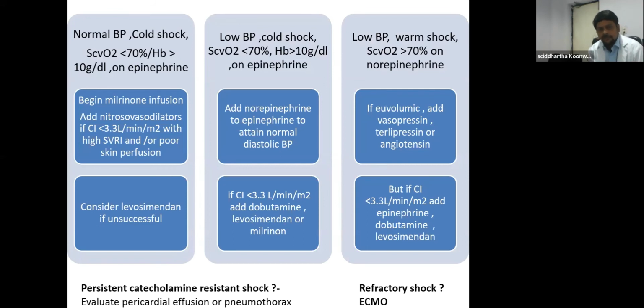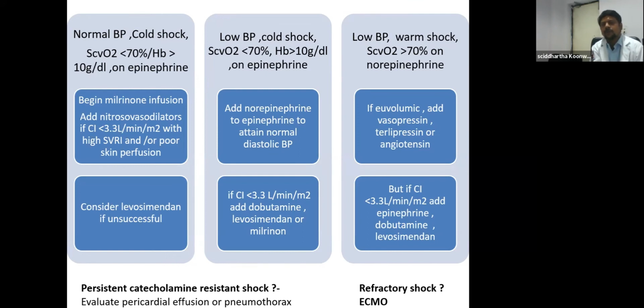Now, once we have given epinephrine and the patient is not responding, then we should look whether the patient is having normal BP and whether the patient is having cold shock or warm shock. If the patient is having normal blood pressure with cold shock and central venous oxygen saturation is below 70% and hemoglobin is more than 10 gram per deciliter, then we should start with milrinone infusion.